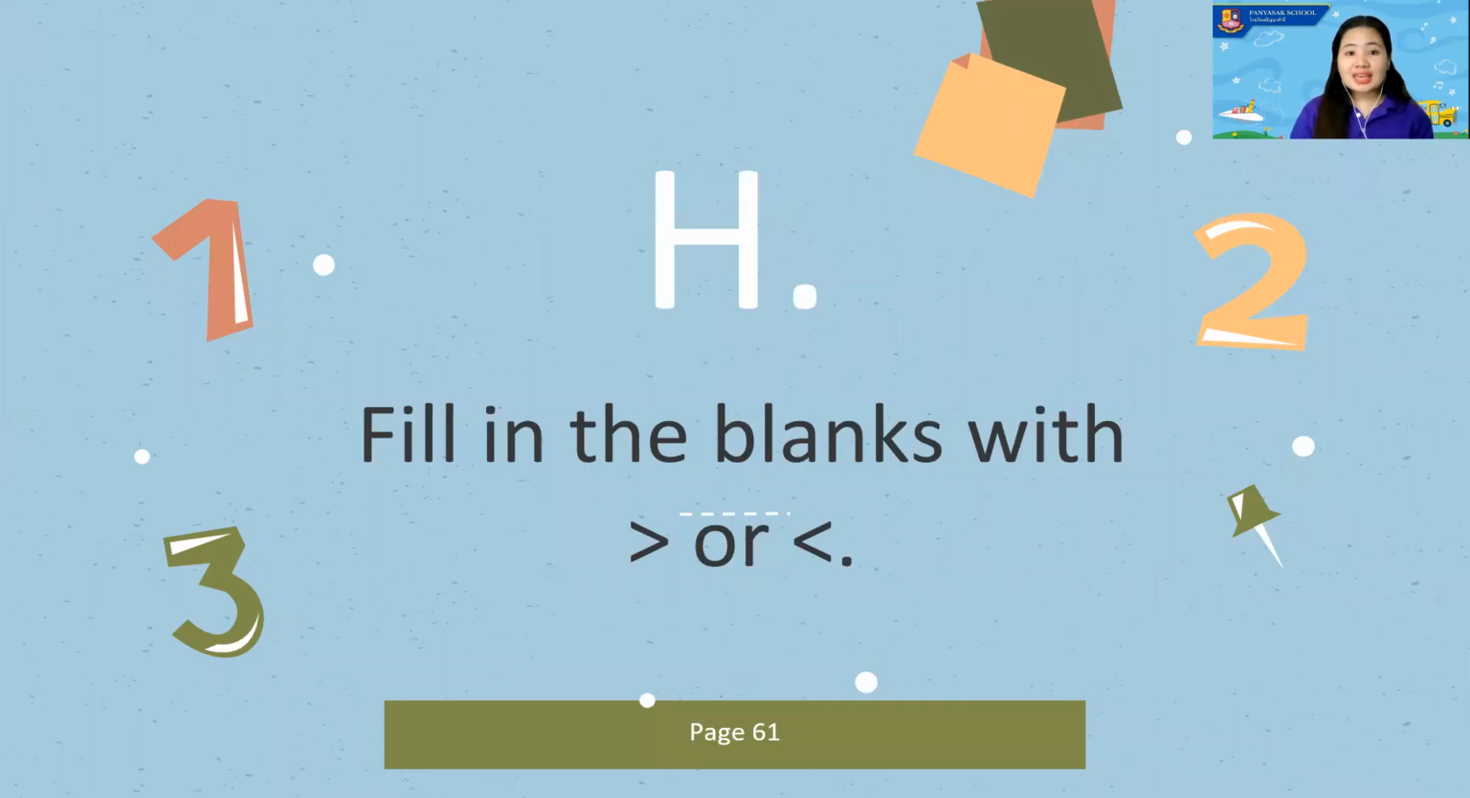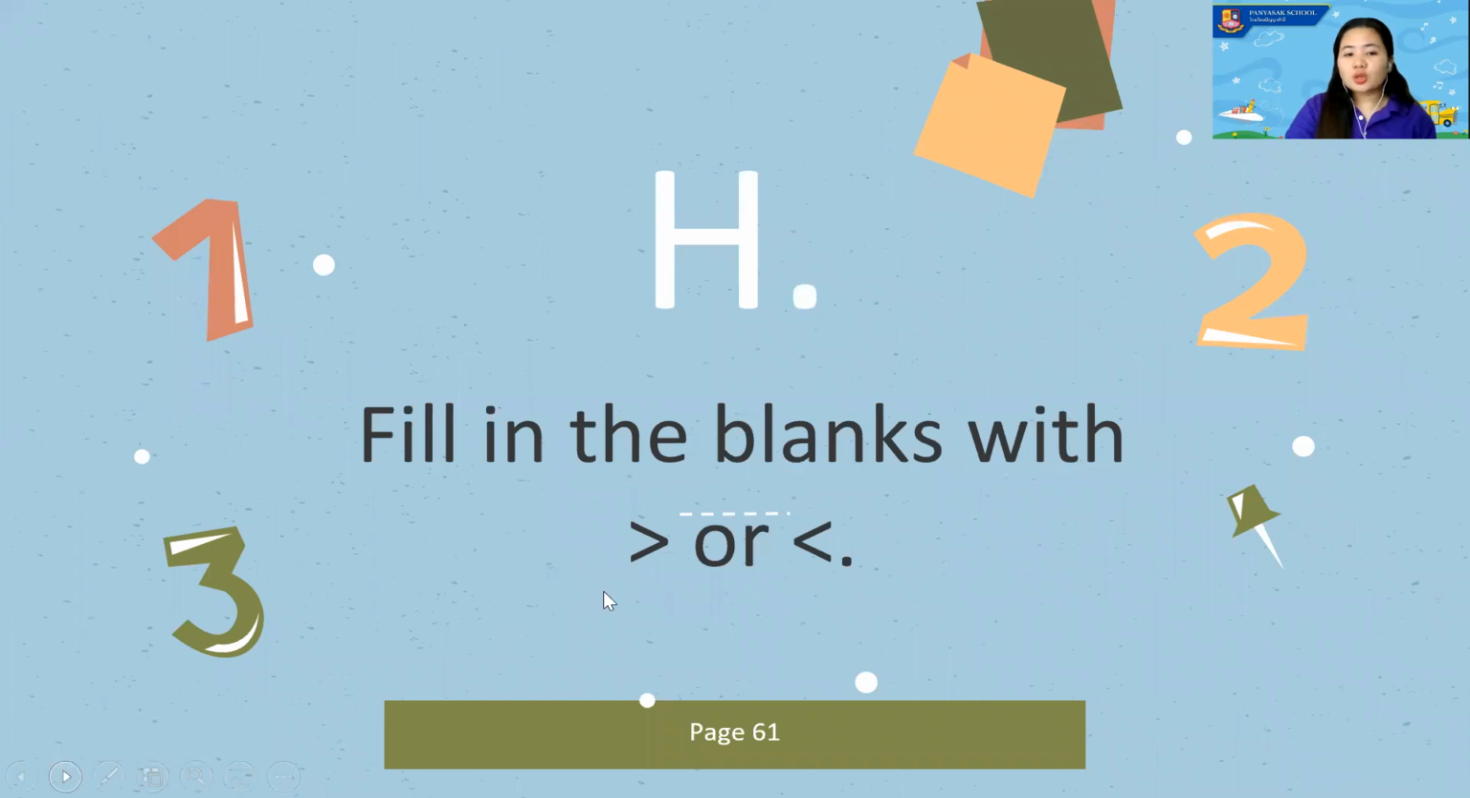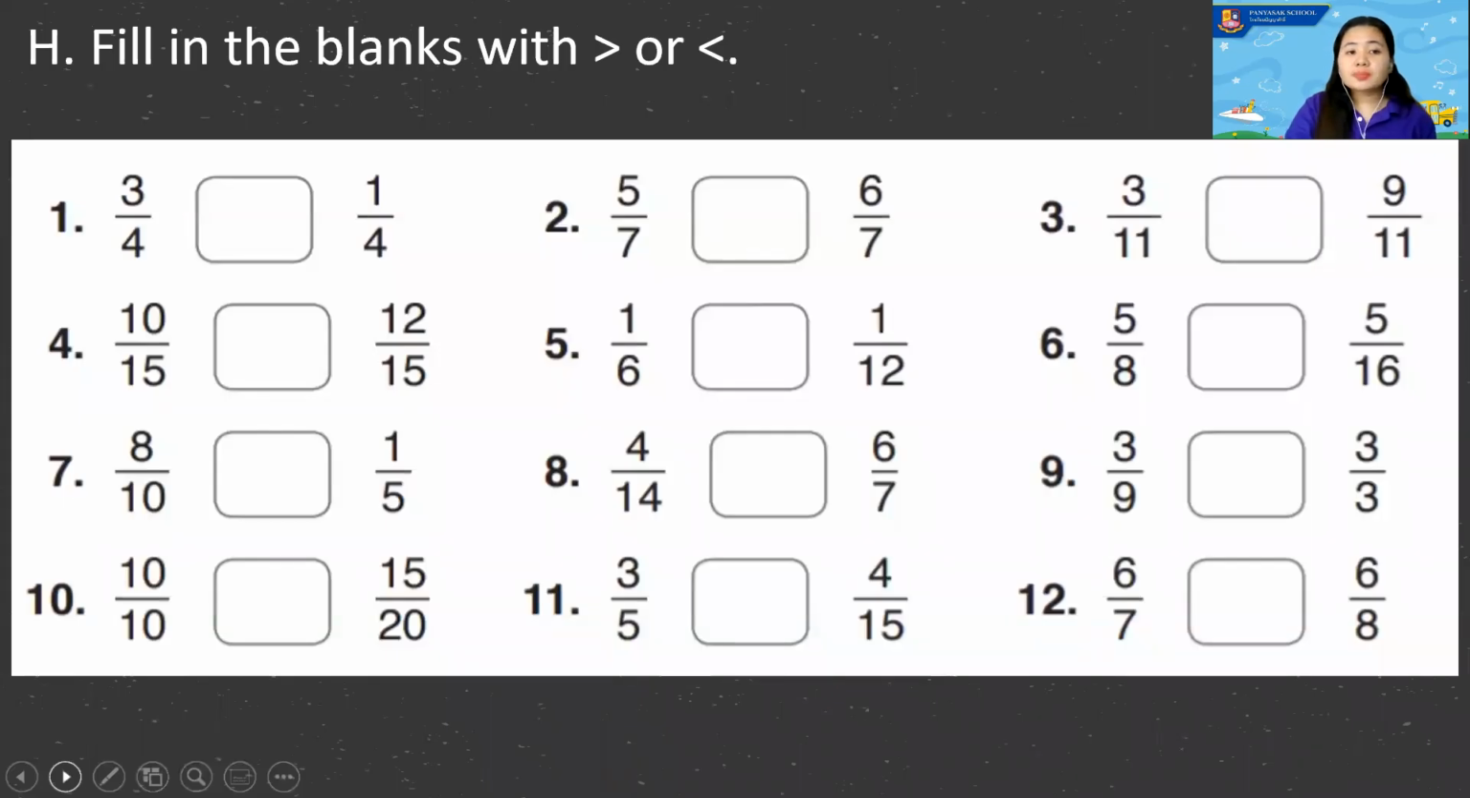Okay, so letter H. Fill in the blank. We have greater than and less than, so we have to use that symbol. Okay, so let's go back. Use the symbol like this and like this. Remember that the mouth points at the bigger number. Okay, so let's start. Fill in the blanks.